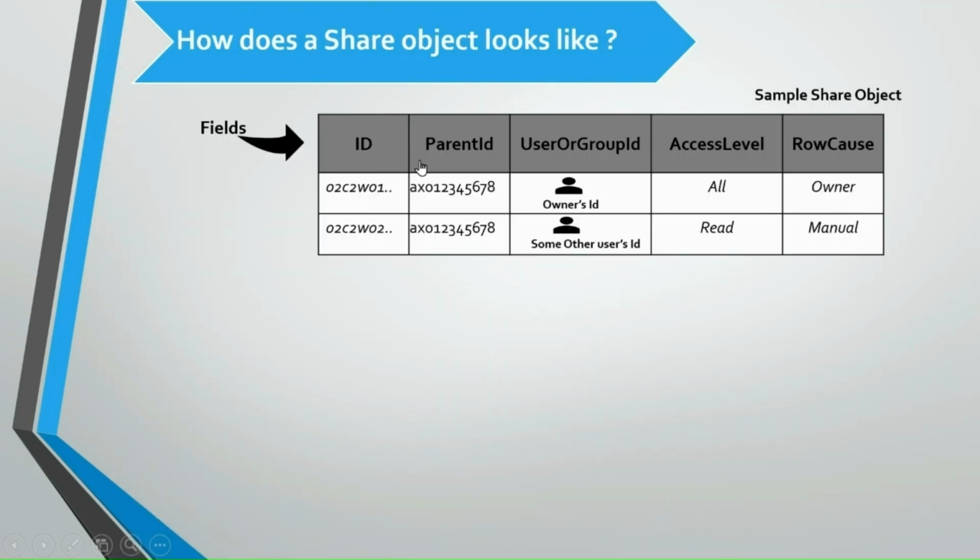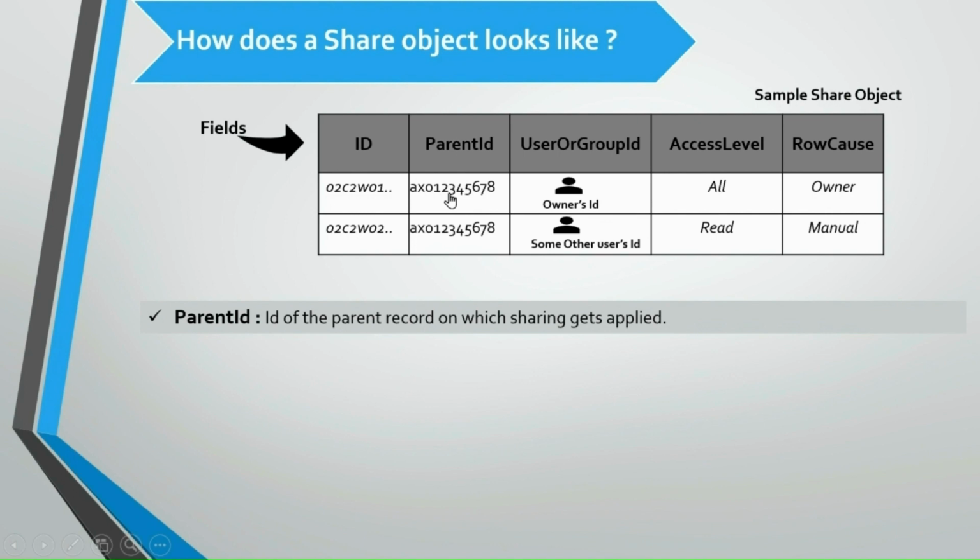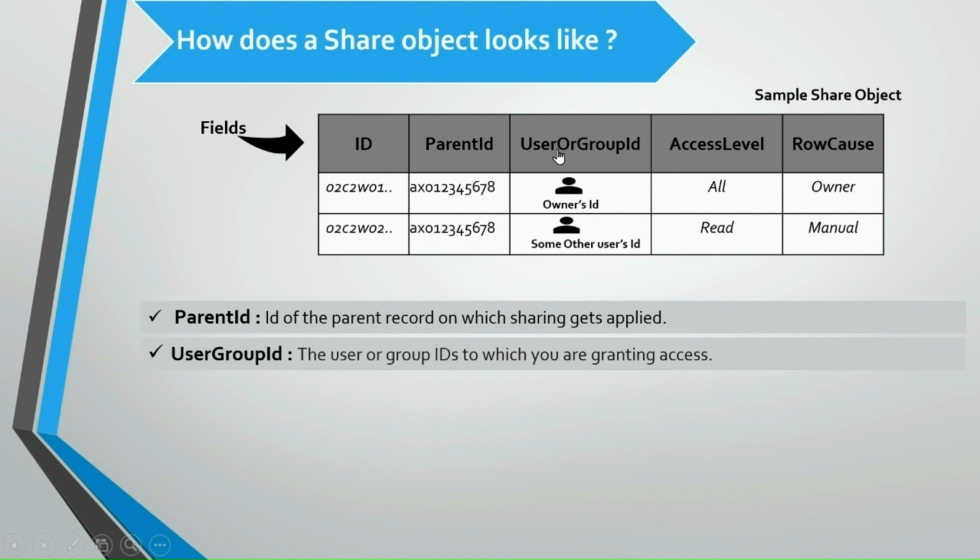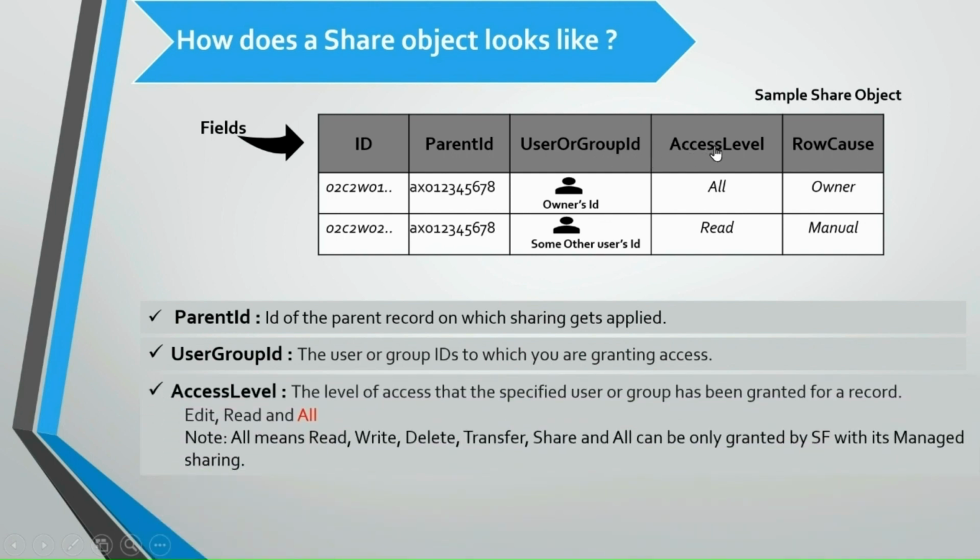There are 5 fields under this share object. ID is a common field; for each and every object we would see the ID. Next is ParentID. ParentID is going to be the ID of the actual record for which Salesforce is maintaining the sharing information, that is, the record for which Salesforce is maintaining the access information. The next field is going to have the user ID or group ID for whom this record access is granted. The next field is access level. This access level will have 3 possible values: all, read and edit. This field will hold the access level that we are going to grant on the record ID to the user or group ID.